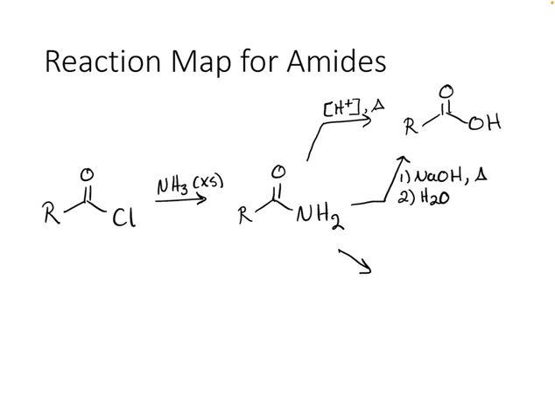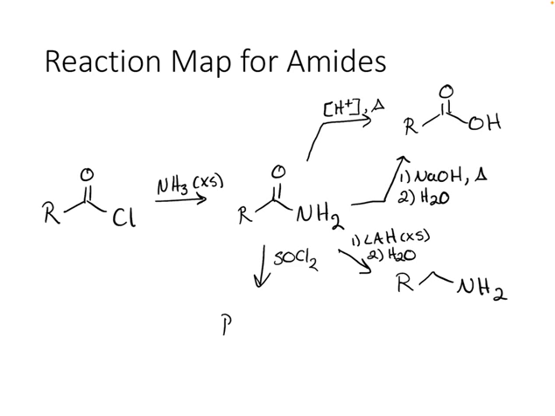We can also reduce the amide to create a primary amine. And we do that by using lithium aluminum hydride in excess, followed by water. And then, one that we didn't really talk about yet, we can use thionyl chloride to turn our amide into a nitrile. And the nitrile is actually our last derivative that we're going to talk about. But I think we'll talk about nitriles in the next video just to kind of keep them separated.